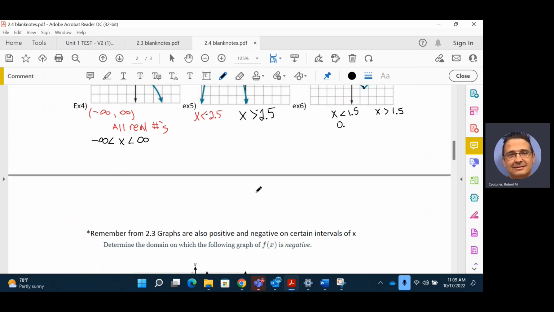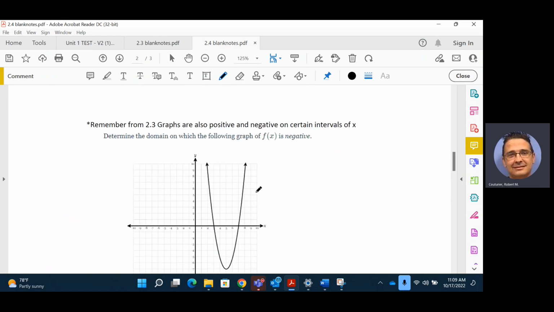Okay, here's a refresher from our last class. Remember, from 2.3, graphs also have positive and negative on certain intervals of x, just like they can increase and decrease. They're positive and negative. And that just simply means that when you plug in the x, is your answer going to be a positive answer or a negative answer? And they want to know that. And again, it's the key points. It's those x-intercepts that are determining that for us.